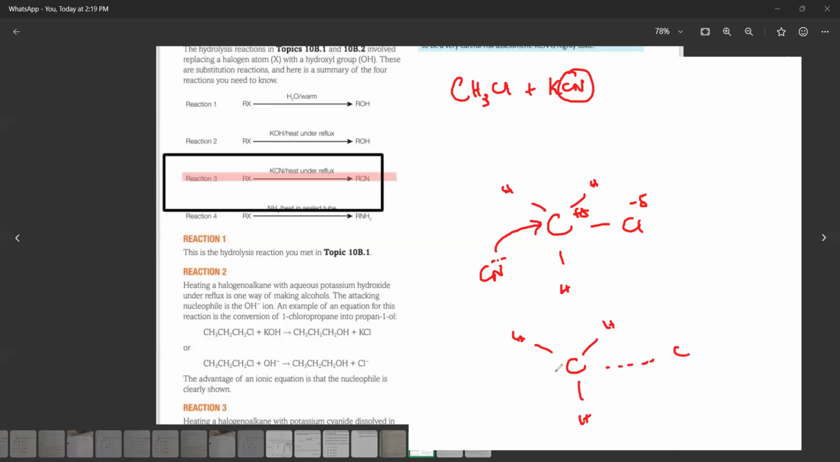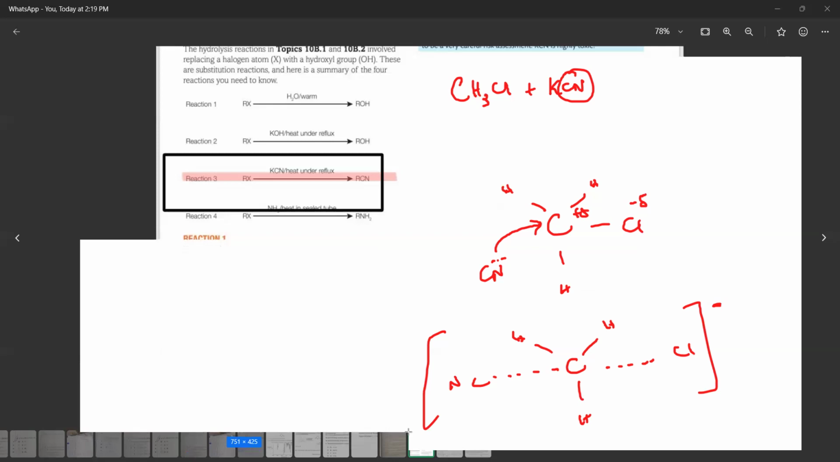So Cl will try to break the bond and the CN will try to form a bond. And what will the charge be on this? It will have a negative charge because of the presence of the CN. And once the Cl breaks the bond, it's the same substitution as the way OH is substituted. So this will be H, H, H and CN, and the chlorine is being removed. That is the mechanism of this reaction. This is SN2.